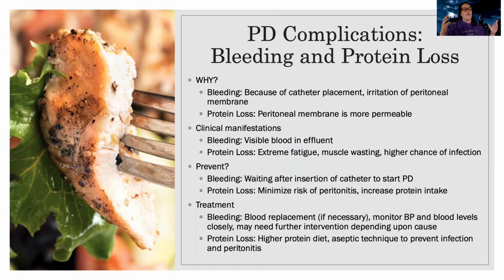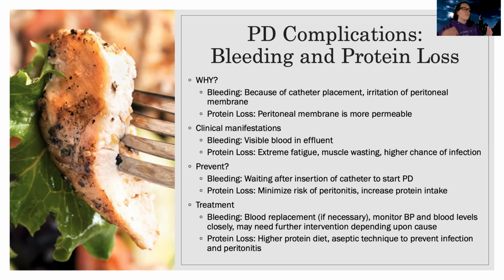And so as a whole, it can get very easily irritated, especially with that dialysate fluid. So we want to watch closely for any bleeding. And then protein loss, because this process is happening in the abdomen, and that peritoneal membrane is very permeable, allowing proteins to switch over and get removed. So you have a higher chance of losing proteins through this type of dialysis.